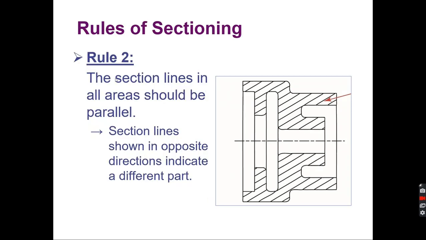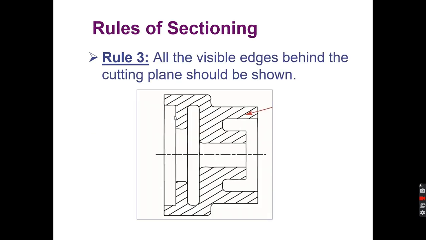Rule number 2: the section lines in all areas should be parallel. Section lines shown in opposite directions indicate a different part. So you would make sure that these lines are going here, and even though it's separated down here, they need to go in the same direction. If they went in a different direction, that would indicate that this was a different material.